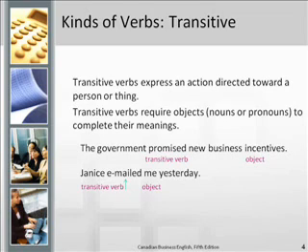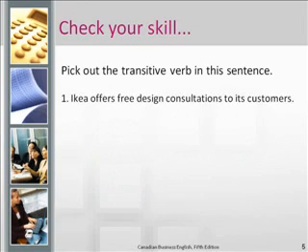Transitive verbs essentially transition between the subject of the sentence and the object of the sentence. So remember that if there's both a subject and an object required, then a transitive verb is the type of verb for that sentence. Let's check your skill with transitive verbs.